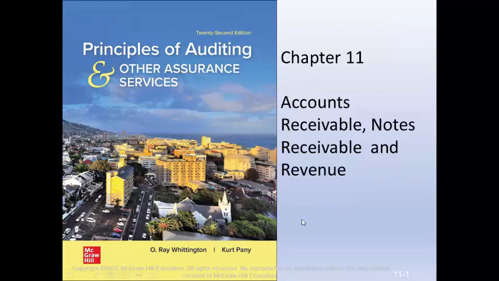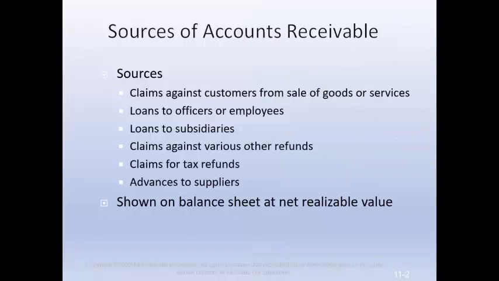Chapter 11, Accounts Receivable, Notes Receivable, and Revenue. Accounts receivable include not only claims against customers arising from the sales of goods or services, but also a variety of miscellaneous claims such as loans to officers or employees, loans to subsidiaries, claims against various other firms, claims for tax refunds, and advances to suppliers.